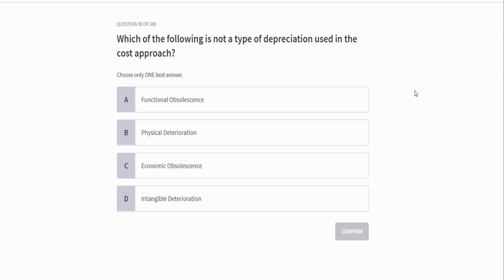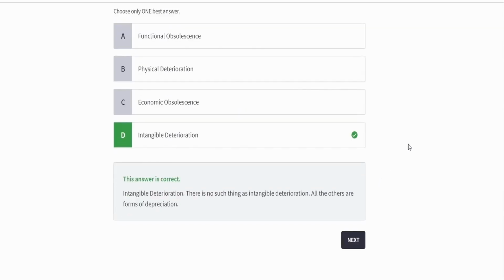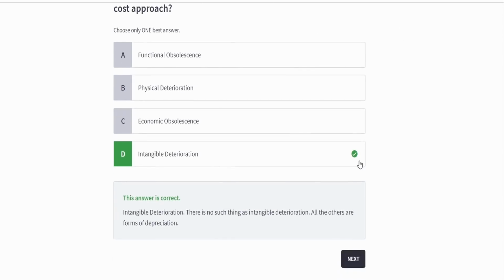All right, what is our answer for this one? It's going to be D, intangible deterioration. Why is that? Well, there's no such thing as intangible deterioration. Remember, guys, earlier we discussed the three types. We had functional obsolescence, physical deterioration, and economic obsolescence. D is our answer because there's no such thing. And when they're doing the cost approach, they are factoring in A, B, and C. So keep that in mind. But yeah, intangible deterioration, no such thing. We know that that is the answer because it doesn't exist.